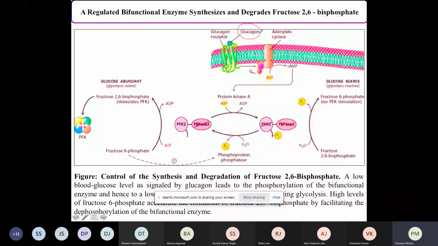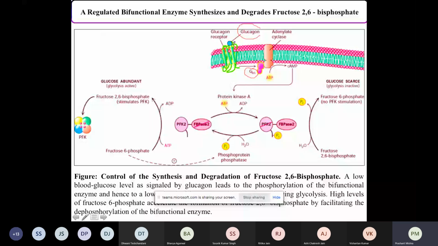What it does is that it binds with a glucagon receptor on the membrane. Then it will activate a protein, which is known as a G protein. And don't worry, though it is complex, we will be referring to and discussing this when we talk about hormones and signal transduction. At that time we'll again discuss the same mechanism.